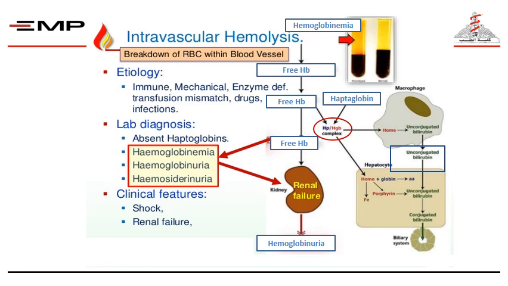So laboratory diagnosis of intravascular hemolysis will include absent haptoglobin because it is consumed, hemoglobinemia, hemoglobinuria, and increased hemosiderin, because when this excess hemoglobin enters the renal tubules, it's converted to hemosiderin in the renal tubular cells. It's a very serious condition because it may result in renal failure.